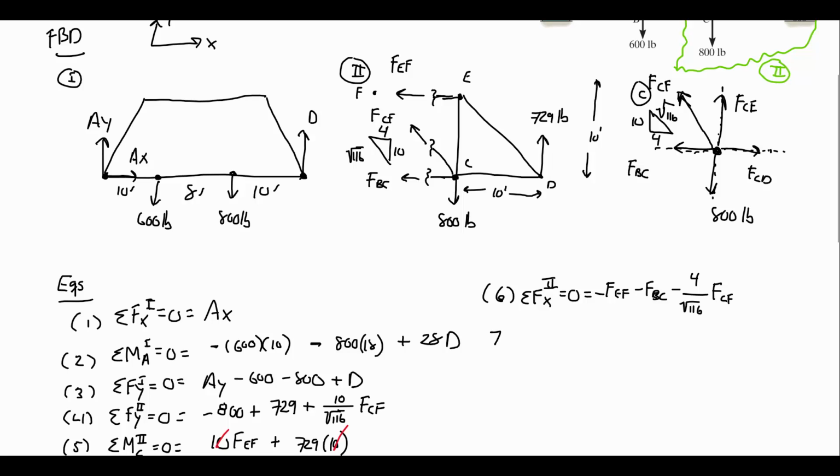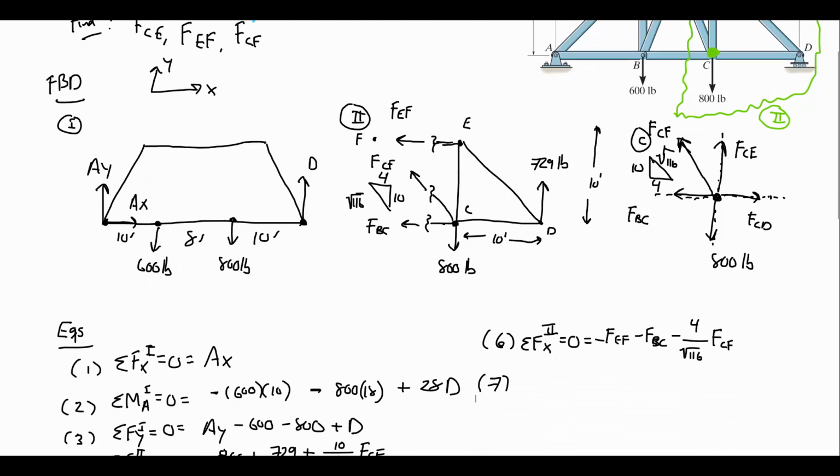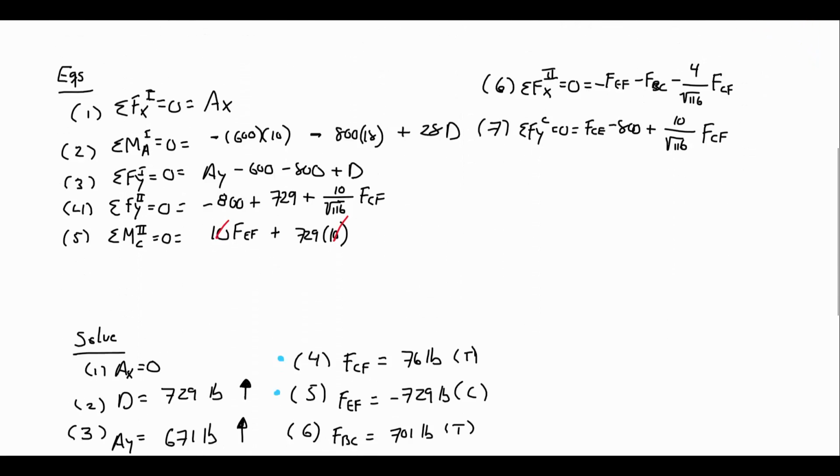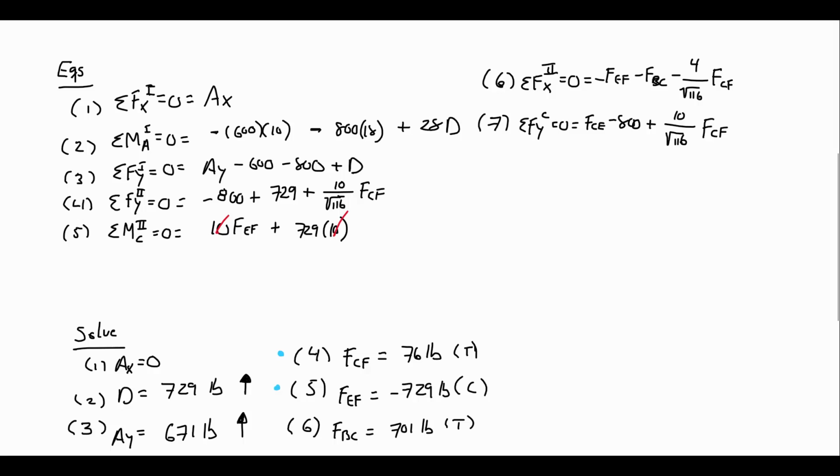So we can come down here and make a number 7. Remember, what do we care about? We want CE. So I'm going to start this by summing forces in the y direction in picture C. So I have FCE, which is ultimately what I care about, minus 800 plus 10 over root 116 FCF. Again, FCF we know from previously is that 76. So we can solve this for that remaining unknown.